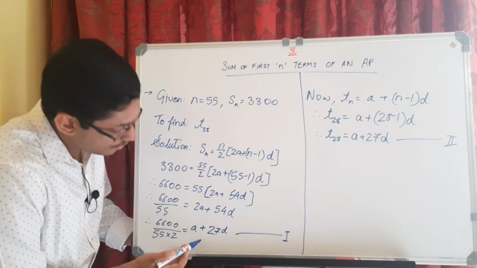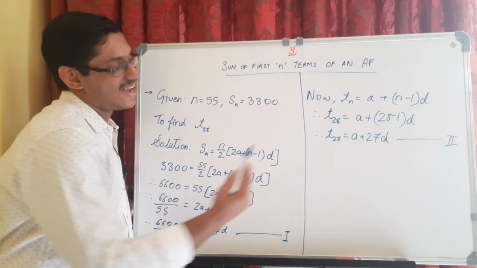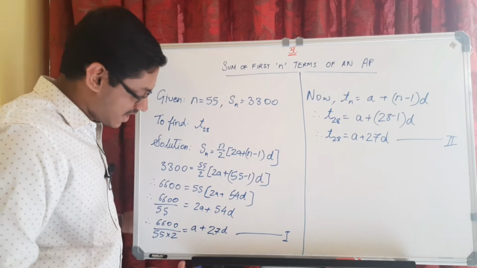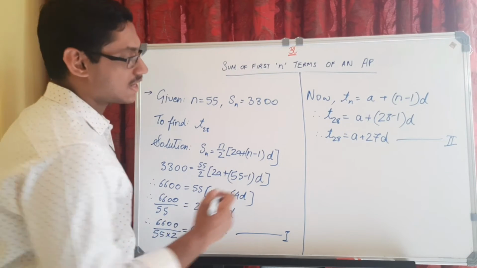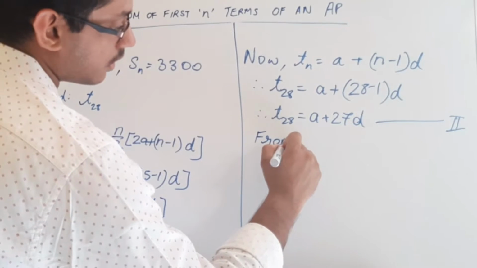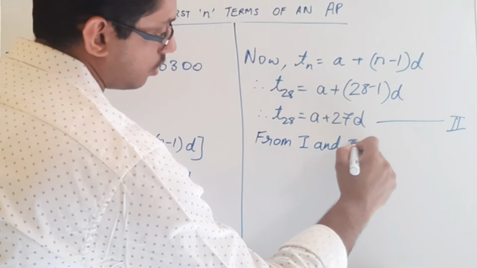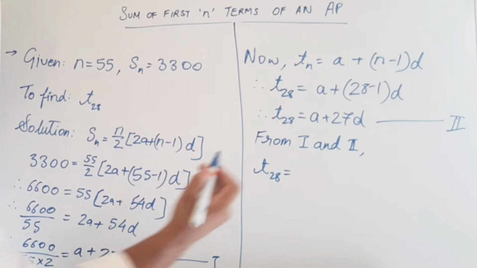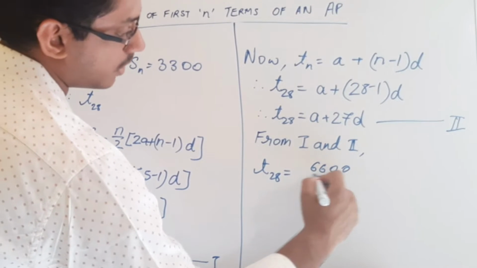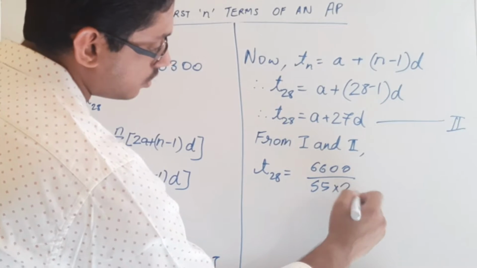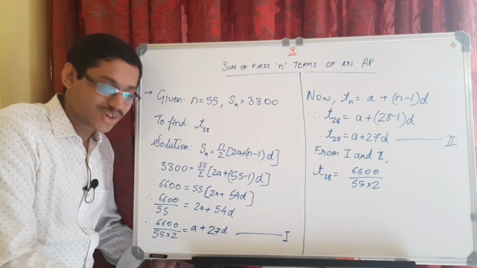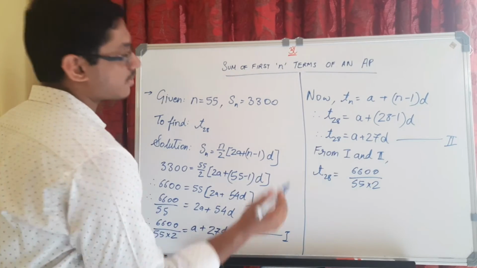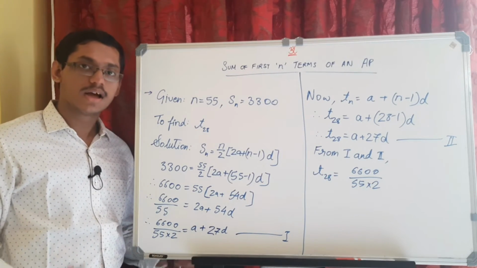Now see, A plus 27D we can see here, A plus 27D we can see here. So, can we just say from 1 and 2 that T28 is equal to this number, 6600 by 55 multiplied by 2? Can we say that? Of course we can say that. This term and this term are same. So this term and this term will be same. Of course.